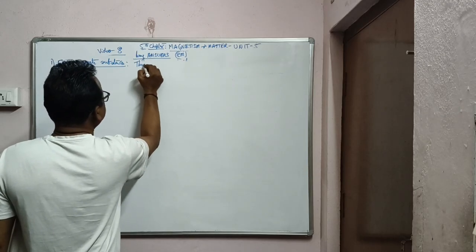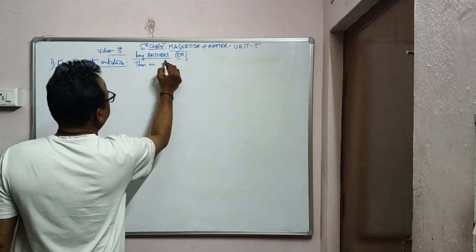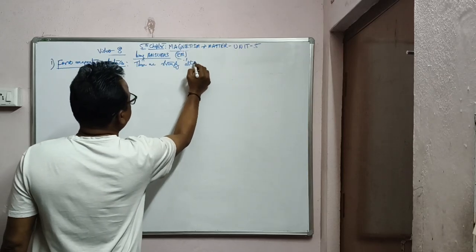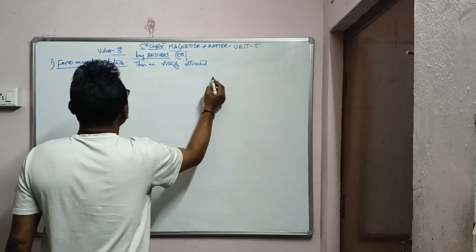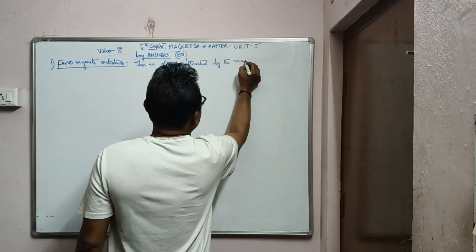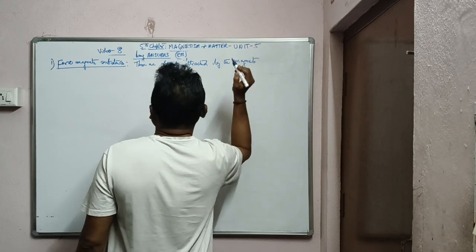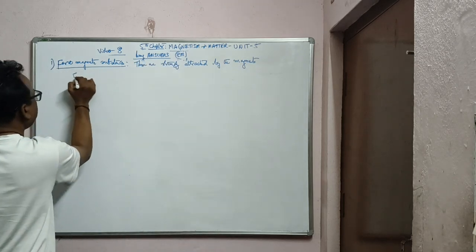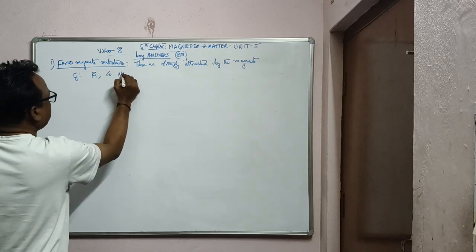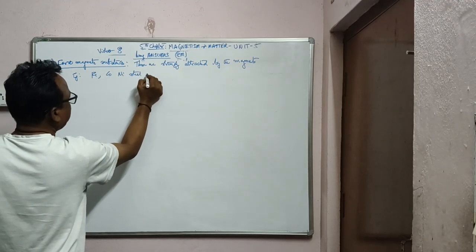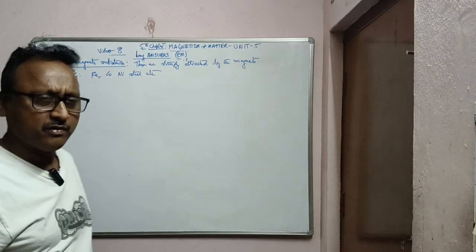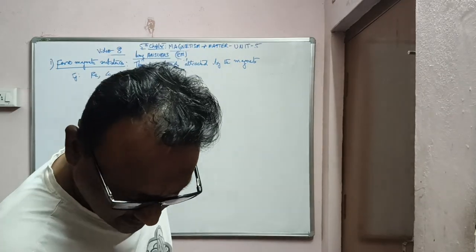First of all, let us write, these are strongly attracted by the magnets. Example? Iron, cobalt, nickel, steel, etc. These are the best examples for ferro. Strongly attracted by the magnets.